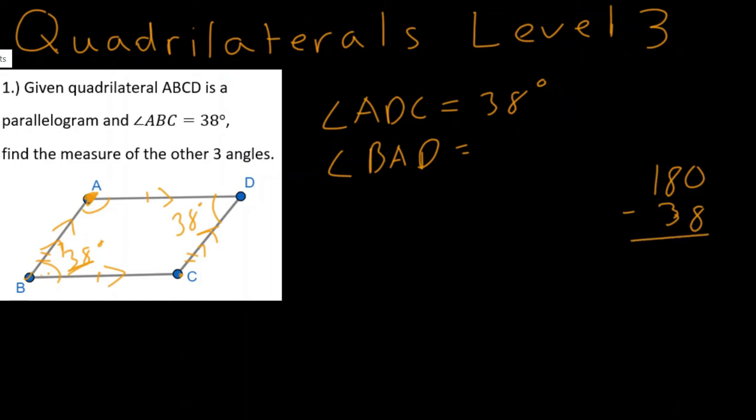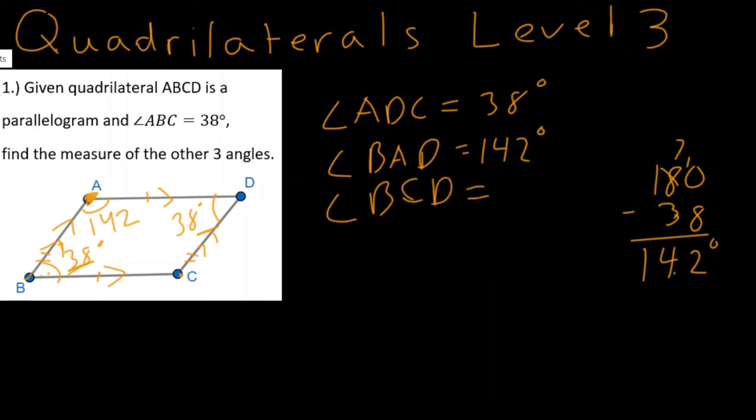Let's see. Take away from the 8, that gives us 10. 10 minus 8 is 2. And 7 minus 3 is 4. And don't forget to carry down this 1. And it turns out that angle BAD right here is 142 degrees. Now, if we know angle BAD, we definitely know angle BCD, because remember, opposite angles for a parallelogram are congruent. So it must be 142 as well.